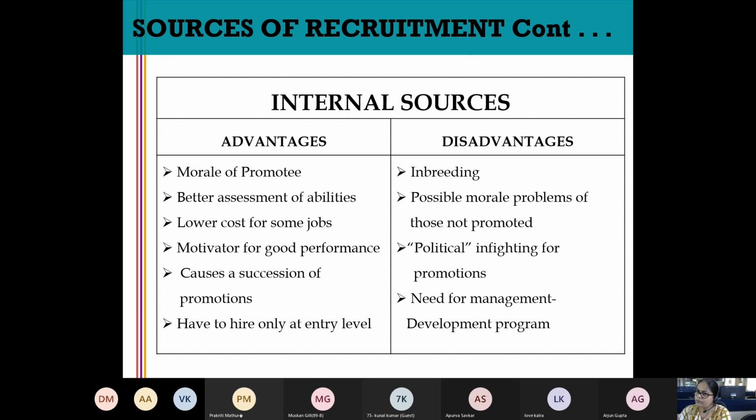And the disadvantages: in inbreeding, you will have less choice, and people know what is happening in the organization. So creativity cannot be expected, and they know the intricacies and complications within the organization, and they may play politics. So there are possible morale problems for not being promoted. You very well know there can be political infighting for promotions, a need for management development programs, etc.